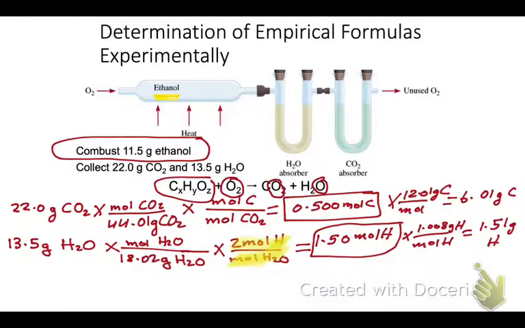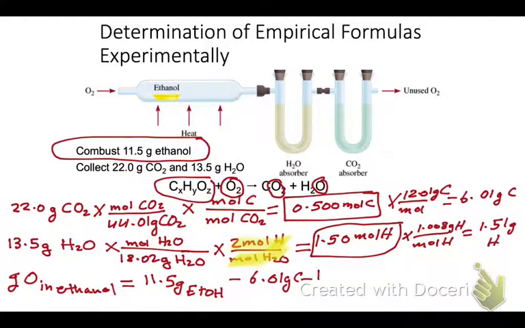Now remember, the 11.5 grams are hydrogen, carbon, and the oxygen in ethanol. So if I want to know grams of oxygen in ethanol, all I have to do is, I would say 11.5 grams of ethanol, I'm going to abbreviate ethanol, minus 6.01 grams of carbon, minus 1.51 grams of hydrogen, and the answer here will be 11.5 minus 6.01 minus 1.51. I'm gonna get 3.98 grams of oxygen.